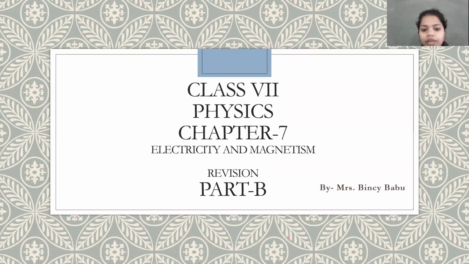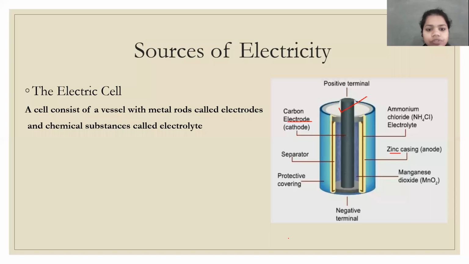Hello students, today we are going to revise chapter number 7 of physics class 7, that is electricity and magnetism. We are going to start from the topic sources of electricity. First of all, here we are learning about electric cell as a source of electricity. So a cell has metal rods which are called electrodes and a chemical substance which is called electrolyte. Inside the cell, there are chemical reactions wherein the chemical energy is converted into electrical energy.